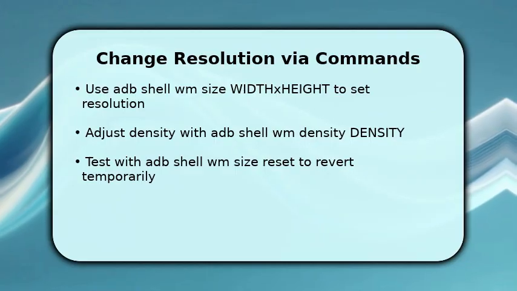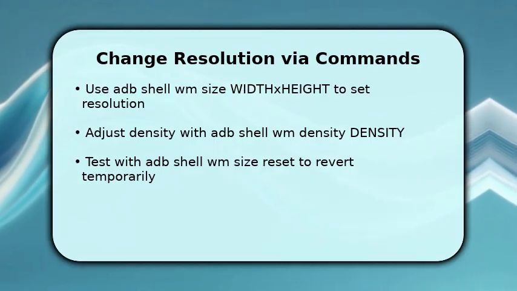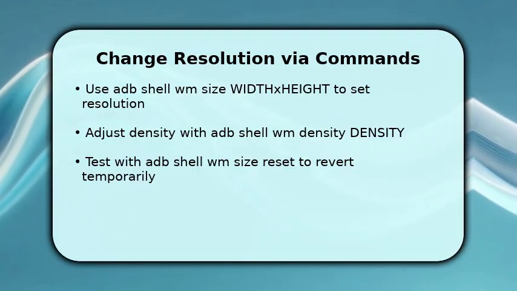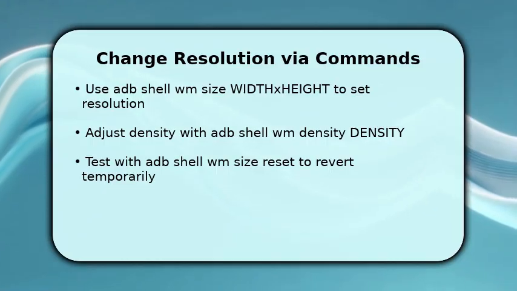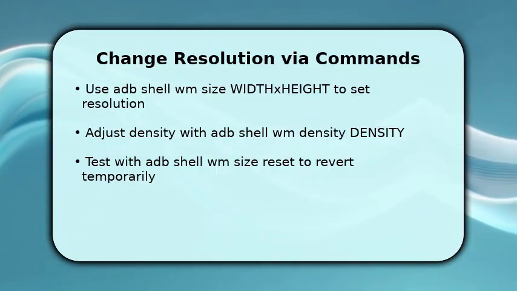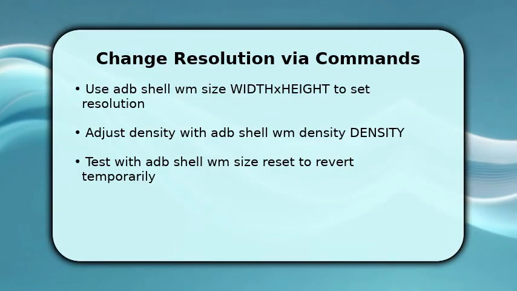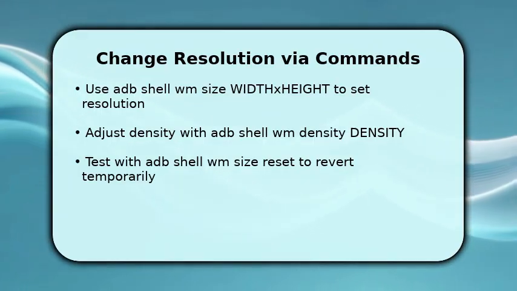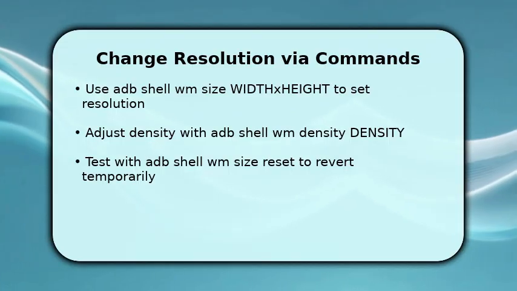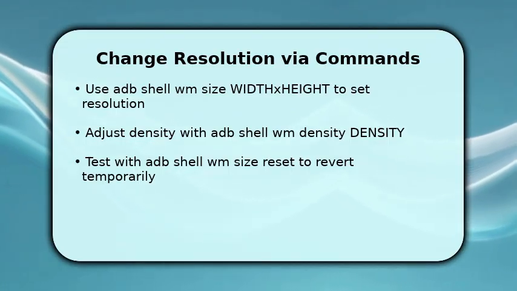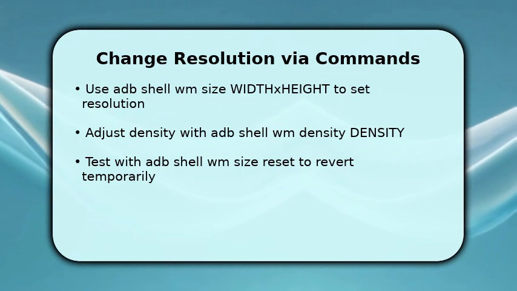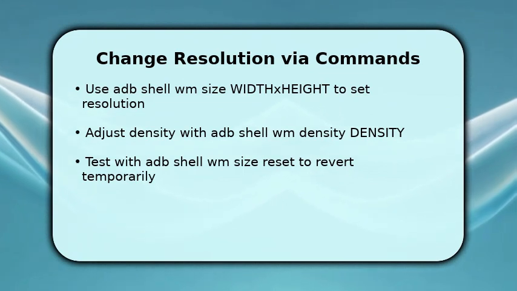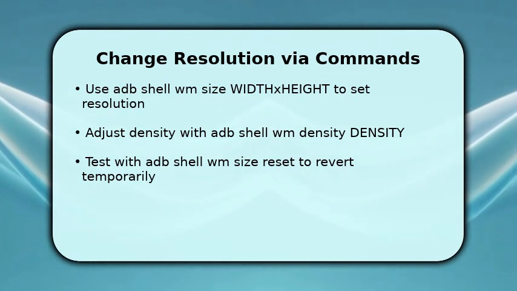First, run adb shell wm size, width x height to specify the target pixel dimensions, for example 1080 x 1920. Then, adjust perceived scale with adb shell wm density 480 to match UI elements. After each change, use apps and the launcher to verify layout and touch accuracy. If something looks off, you can run adb shell wm size reset to return to the default before committing.